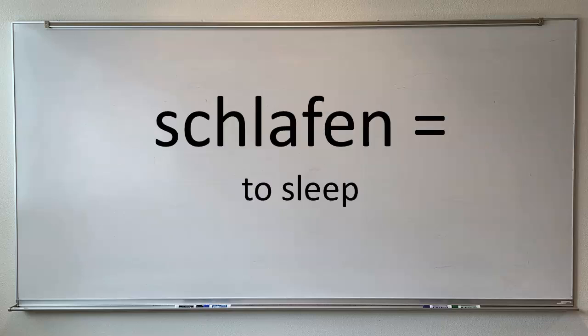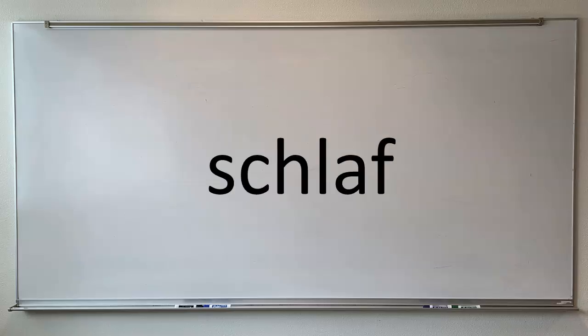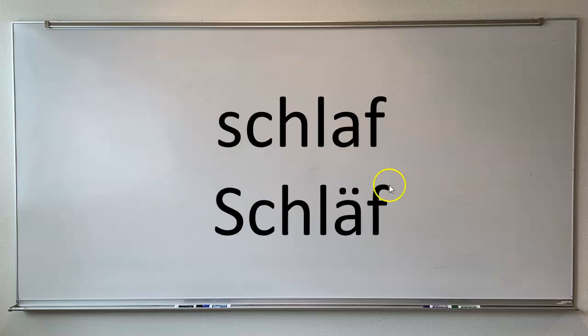Okay, so now let's go ahead and look at schlafen. Schlafen is the stem changing verb. So schlafen means to sleep. If I remove the en, I'm left with the stem. This is the stem, schlaf. But what's going to happen when I conjugate this verb, in some of the forms, the stem will change. So I'm going to have actually two forms. I have schlaf and schläf. Schlaf and schläf. Notice how the umlaut changes the pronunciation.